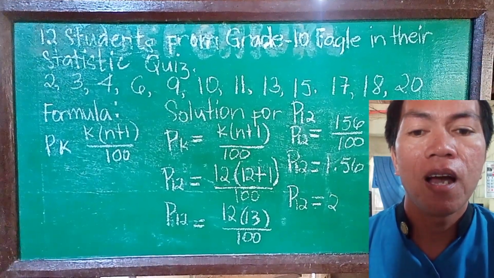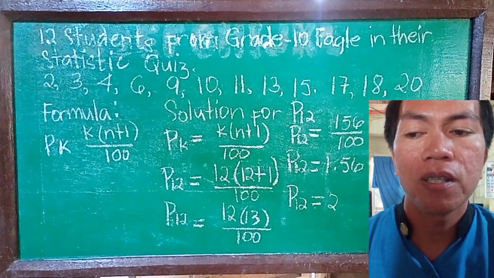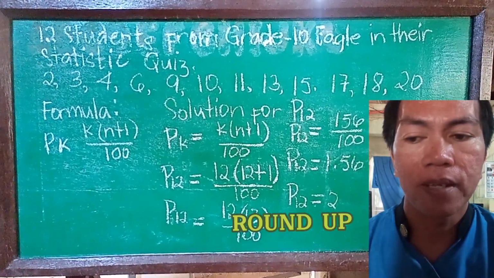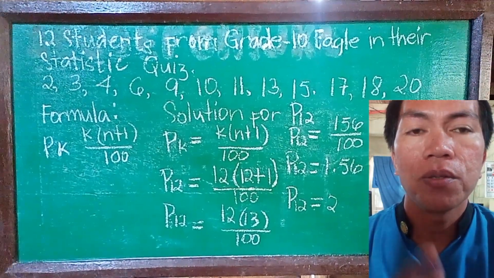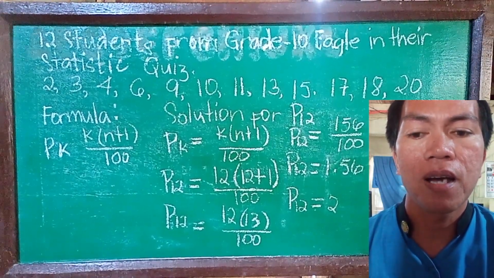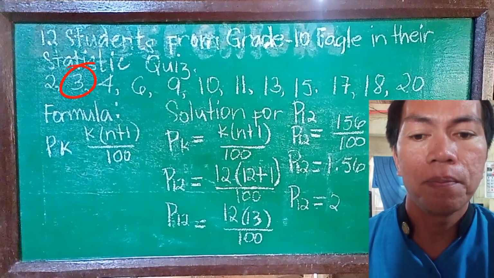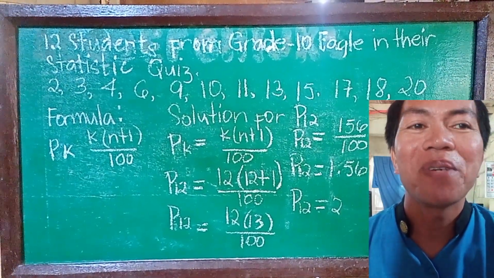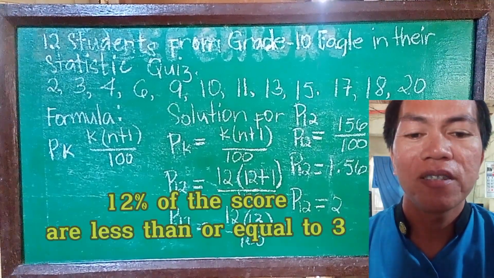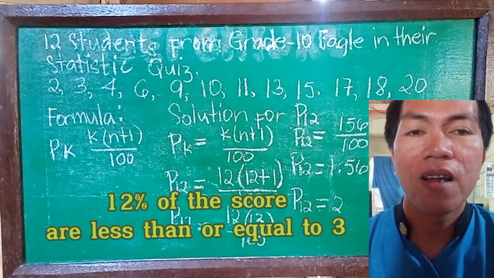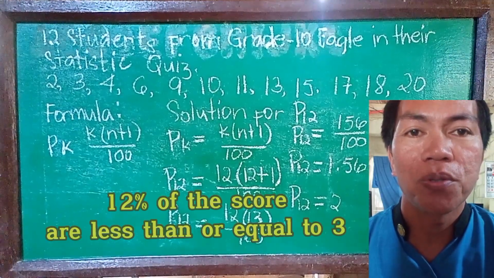Meaning to say, ang 1.56 na sagot natin ay i-round up natin. Kaya naging 2 na lang ang ating sagot. So the position of percentile 12 is at the second score of this data. Kung i-interpret naman natin ang ating answer, 12% of these scores are less than or equal to the second score.